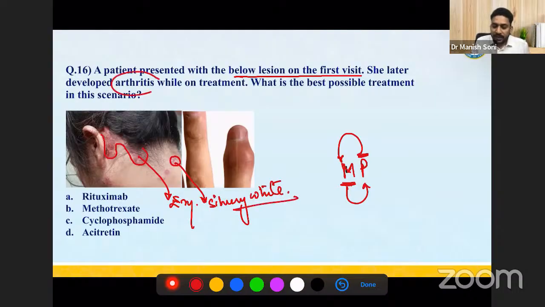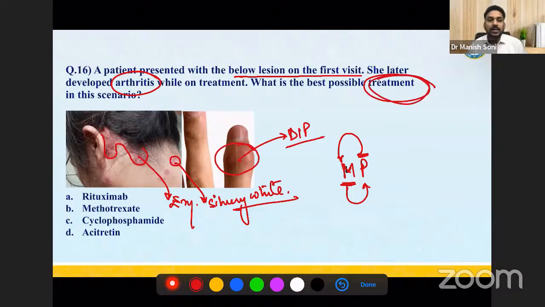She later developed arthritis. So स्किन लीजन तो सोरियासिस जैसे लग रहे हैं और साथ में है आर्थराइटिस। आर्थराइटिस हो सकता है सोरियासिस में, हाँ हो सकता है। विच टाइप ऑफ आर्थराइटिस? सोरियाटिक आर्थराइटिस। विच जॉइंट इज कॉमनली इन्वॉल्व्ड? DIP. So distal interphalangeal joint is commonly involved. As is shown in the image. So this is a case of psoriasis with psoriatic arthritis.